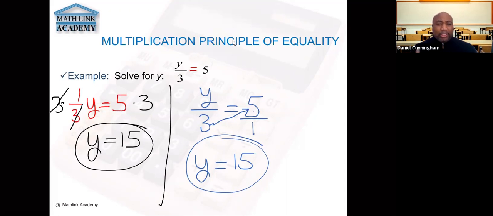So know both ways. It's good to know both ways, and it makes things a lot quicker when you know both ways to handle certain problems.